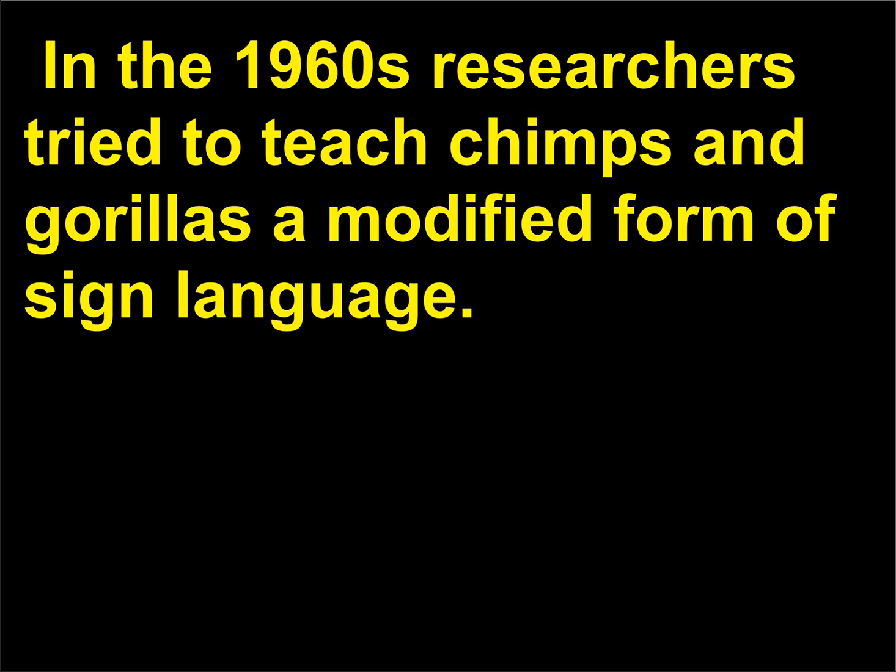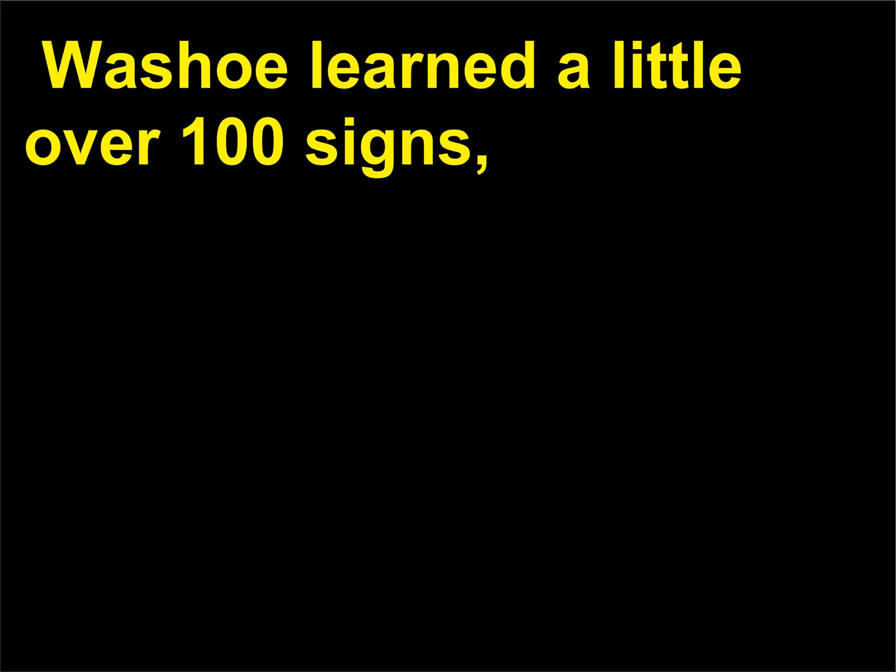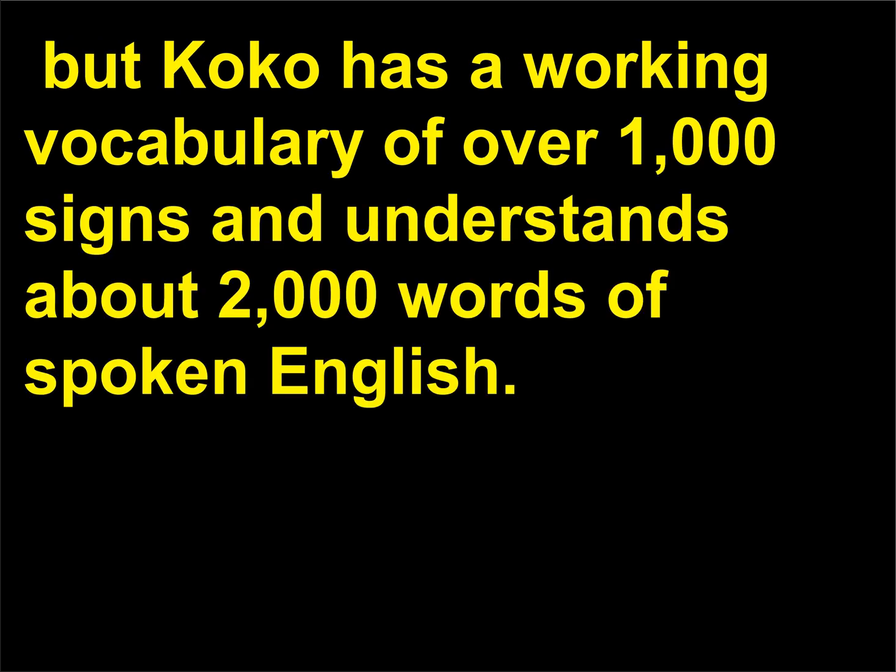In the 1960s, researchers tried to teach chimps and gorillas a modified form of sign language. It began with Washoe the chimpanzee, followed by the gorillas Michael, now dead, and Coco. Washoe learned a little over 100 signs. But Coco has a working vocabulary of over 1,000 signs and understands about 2,000 words of spoken English.